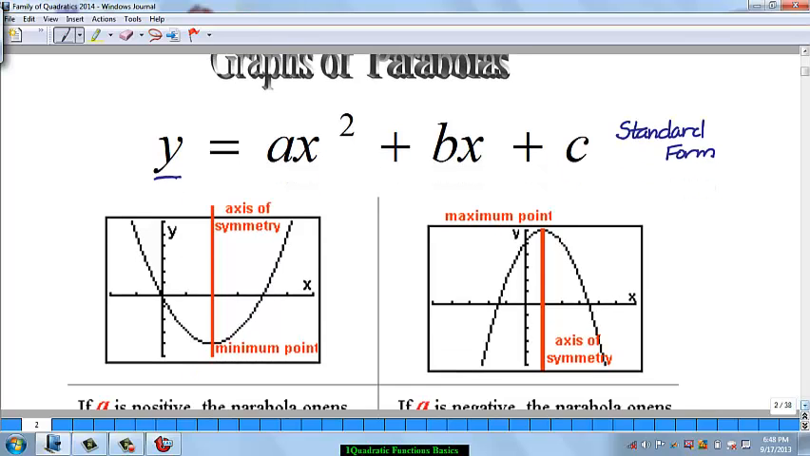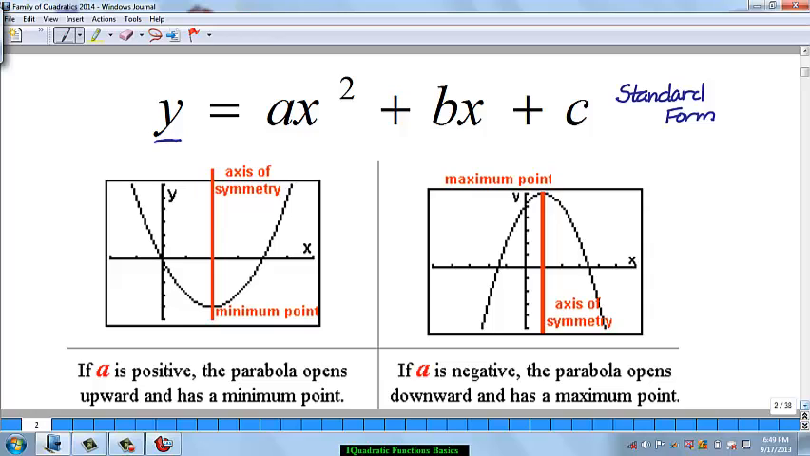This is what a quadratic looks like, and I have labeled everything here. This line in the middle, which is always an x equals line, because it's straight up and down, it's vertical, is called the axis of symmetry. If you were to actually fold this parabola right in half, it'd be perfect. That's why it's symmetrical. It's called the axis of symmetry.